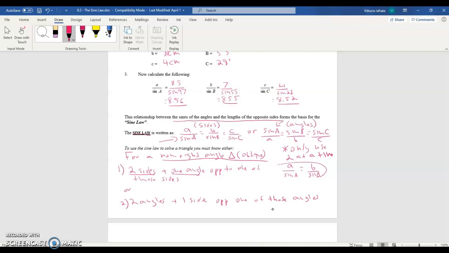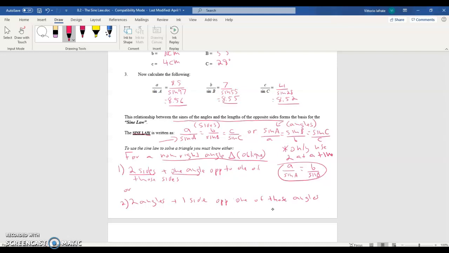If you know two sides, so you know A and B, and you know angle A, now you're only looking for angle B. Or if you have two angles and one side opposite to those angles. So if I know A and B, and one side opposite, so let's say B, now I'm only looking for A. So you need to have basically three known factors that fit in this formula, and then you'll have one unknown, and you can solve for a triangle or a part of a triangle that way. It'll make a lot more sense once we actually do some examples together.